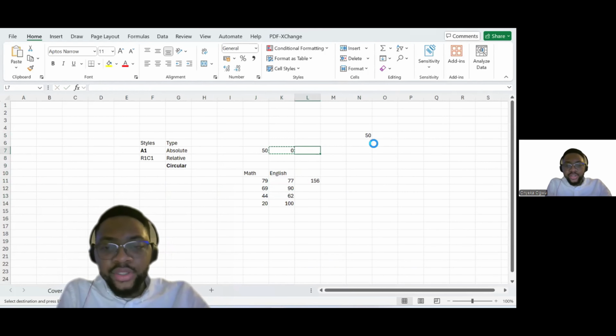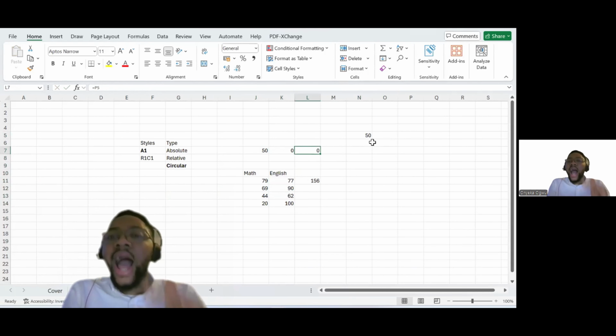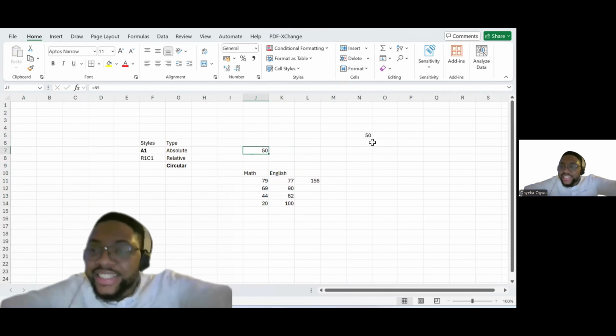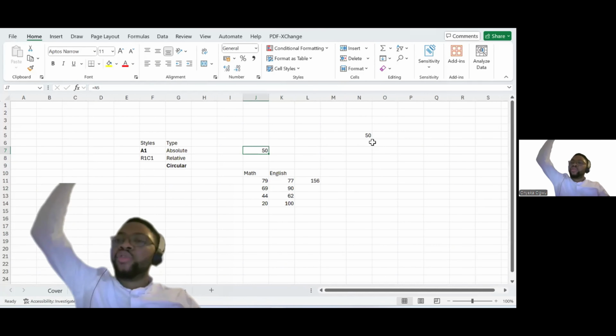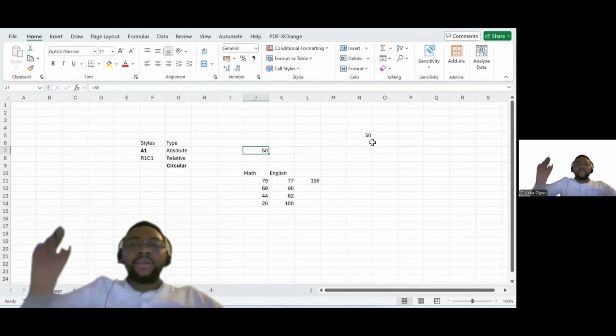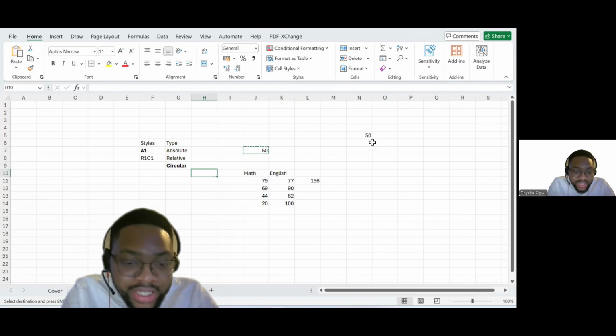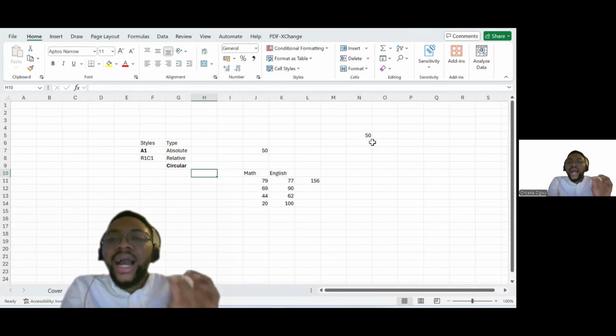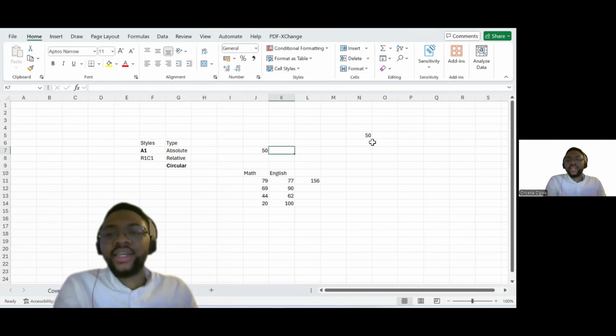If I copy it and I move it to the left, it's not giving me 50. Absolute reference means that no matter where I drag that reference cell, anywhere, it will give me the original cell. No matter where I drag this 50, copy it, and paste it here, I want the answer to always be 50. So I want it to be absolutely referenced.